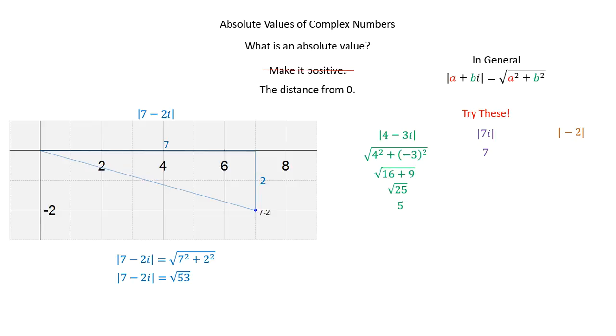How about negative 2? The absolute value of negative 2. You know what the absolute value of negative 2 is. You've known that for years. Don't get confused by this. It's still just 2. It's the distance from 0. It's straight horizontal. Negative 2 squared is 4, plus 0 squared is still 4. Square root is 2. So really the only time you have to worry about it is when you have both a real and an imaginary part in your complex number. So how are those? Pretty easy still?